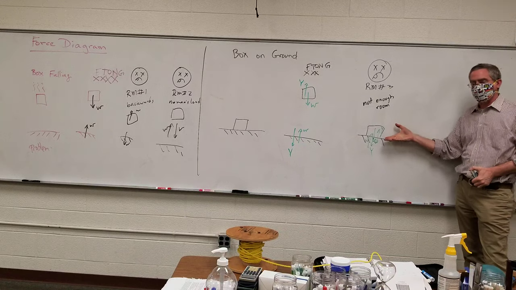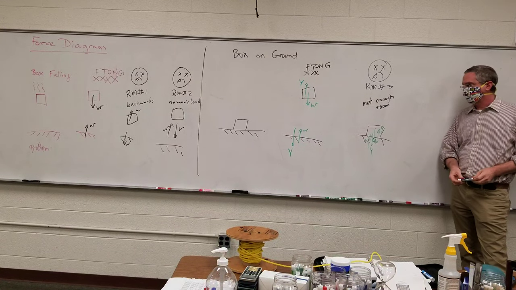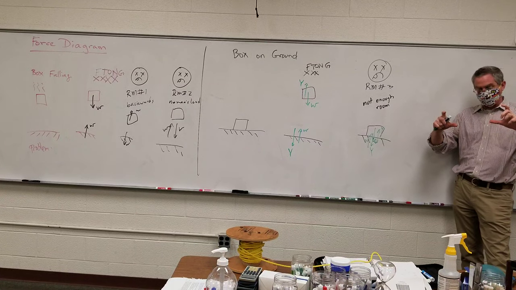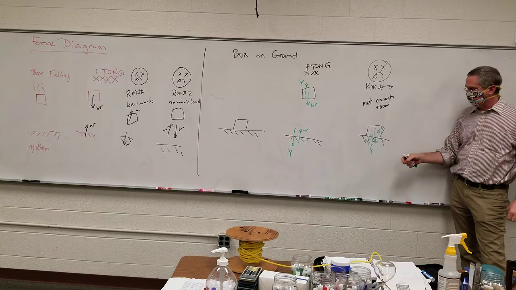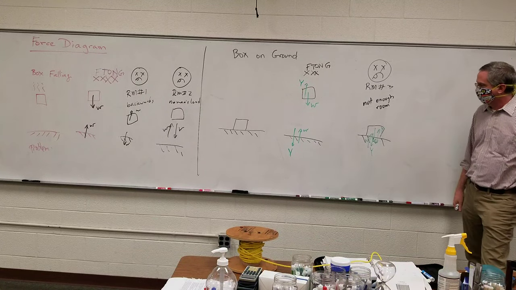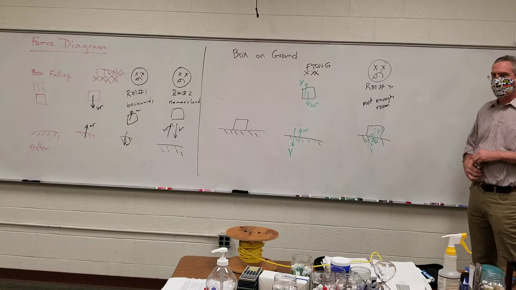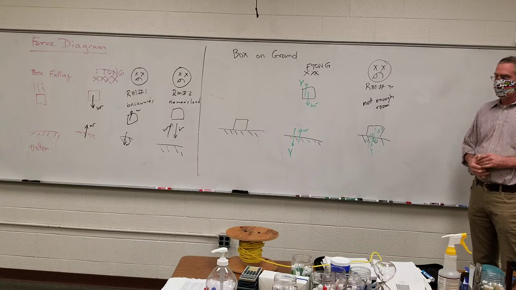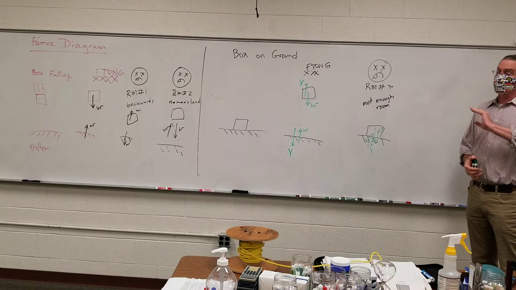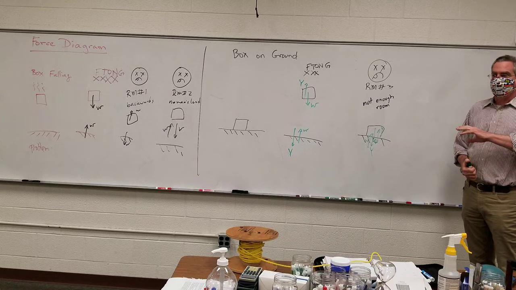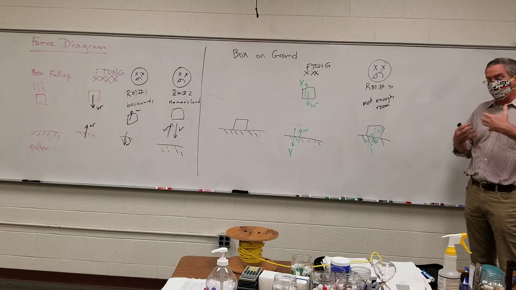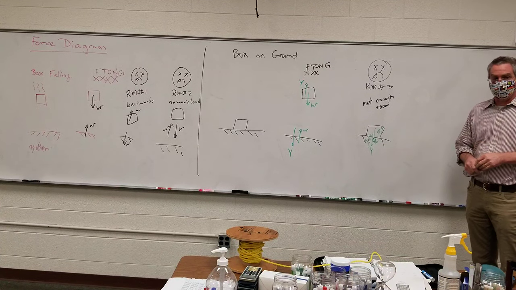Because you end up with a mess like this. And also, the picture of the problem before it's separated is a much smaller space, and so duplicated arrows like that really are going to look cluttered. Any questions on this before we do box on ground? And then we'll talk about something practical that we can learn from box on ground.